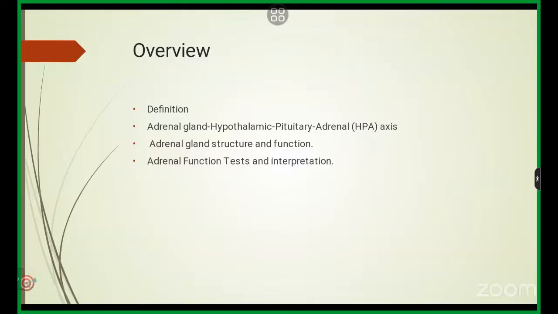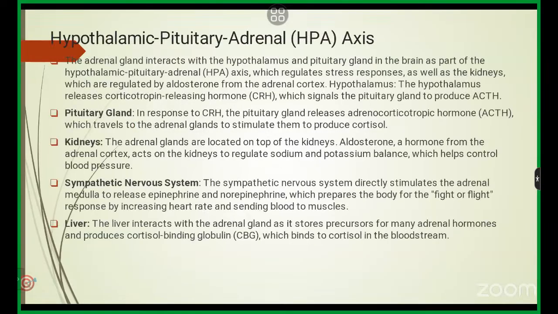The overview of this presentation: we are going to look at the definition of the adrenal gland, which we've partly touched. We are going to look at the hypothalamic pituitary adrenal axis, HPA axis. In addition, we are going to look at adrenal gland structure and function. We are also going to look at adrenal function test and interpretation. So basically, those are the 4 elements that we are going to look at. Because we've touched on the definition of adrenal gland, we are going to look at its anatomy in a few slides to come, and see just a basic anatomy of the adrenal gland. We're going to have a glimpse of that.